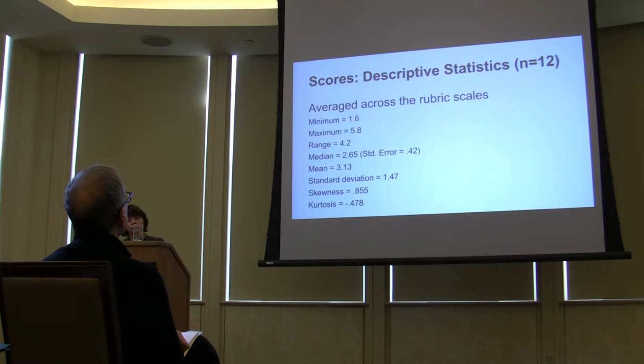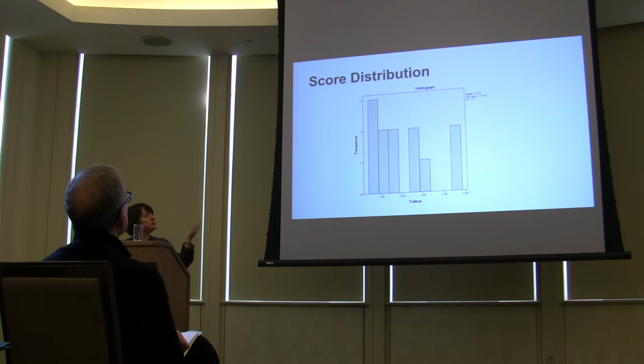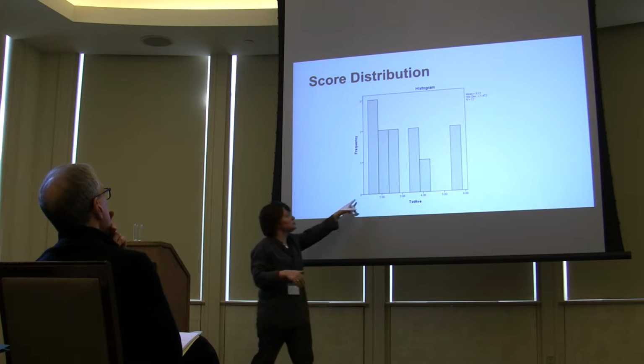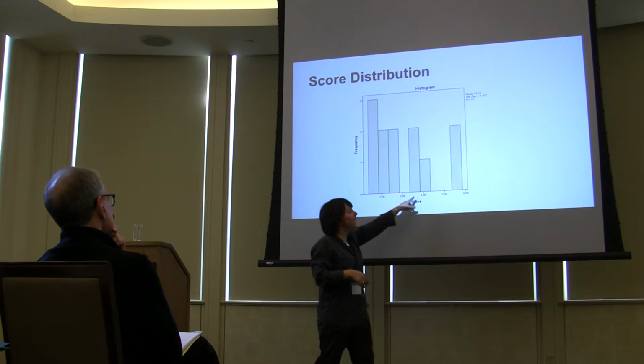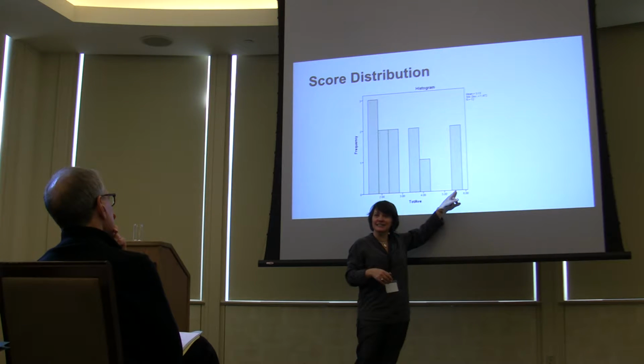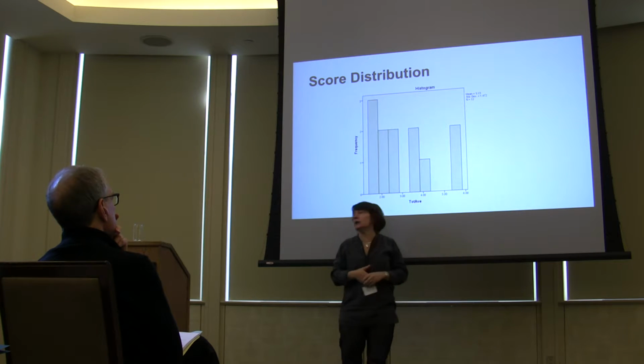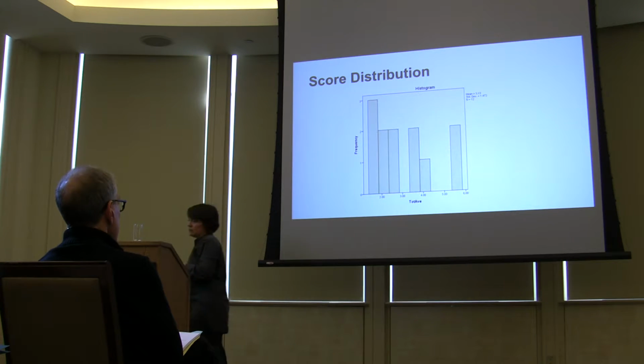Almost all the score levels were represented though, so we were pleased. So let's just see what that looks like in a histogram. As I said, most of the scores were towards the lower end, and we had a few who were really good at this. Even on their first draft, they showed quite a lot of skill.